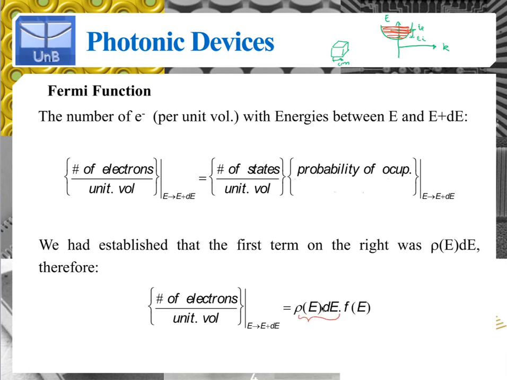Rho of E times dE was just this: the number of states with energies between E and E plus dE. And the second term here on the right-hand side is the Fermi function. The probability of occupation for energy E is F of E. So this product here will give us the total number of electrons within the range.